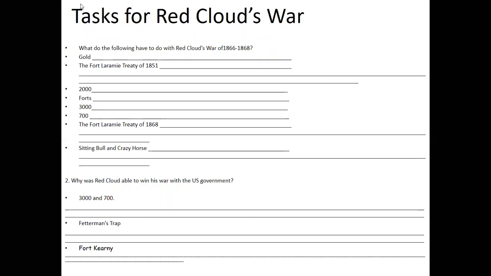If you want to do a profile, then you can do a profile, and I'll add this in as an optional task. As an optional task, you can do a profile on Red Cloud's War, and include who was involved, why did it happen, what happened, and the consequences. Okay? Pause the video here, spend about 15-20 minutes doing this task, getting your head around Red Cloud's War, and then move on to the next task, looking at the consequences in detail.